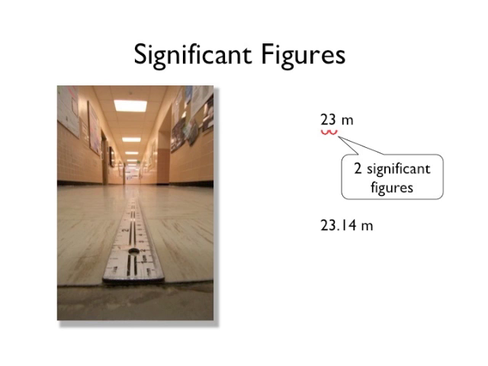If you were a bit more careful, you might have been able to measure down to the nearest centimeter, in which case you could say the hall is 23.14 meters long, a number that now has 4 significant figures, and implies that you were much more careful when you measured, or maybe you just had better tools.